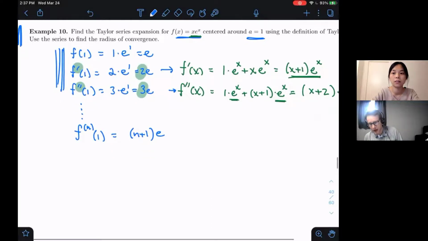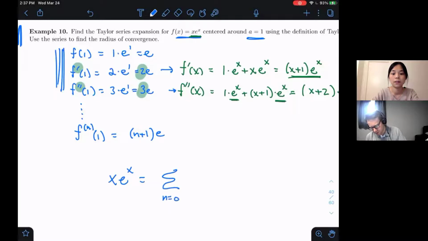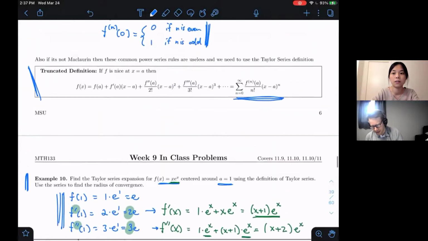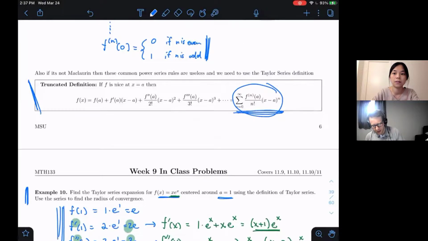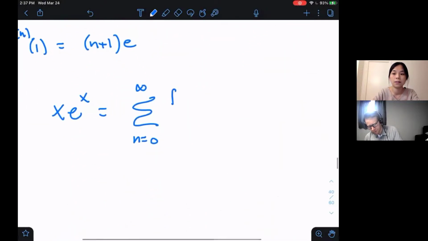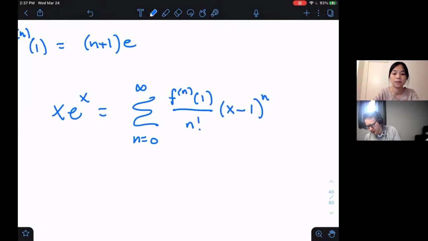And so if you want the Taylor polynomial centered at 1 here for x e to the x, then in sigma notation, this goes from n equals 0 to infinity. And remember, I'm going to be copying down exactly what this says here. We have the nth derivative at 1 divided by n factorial times x minus a raised to the nth power. So remember, my a is 1 in all of these cases.